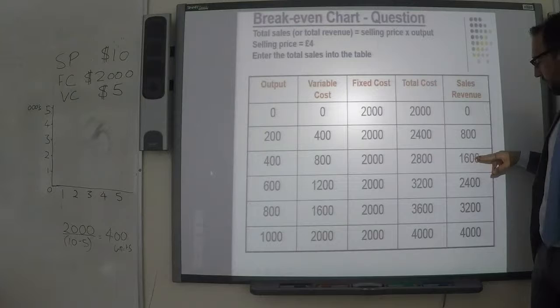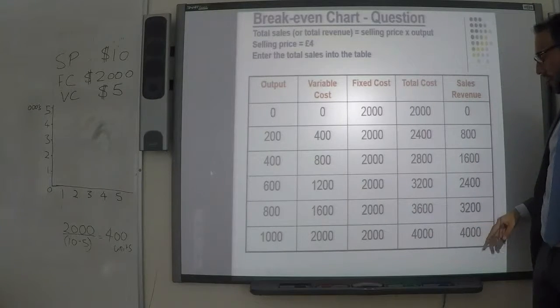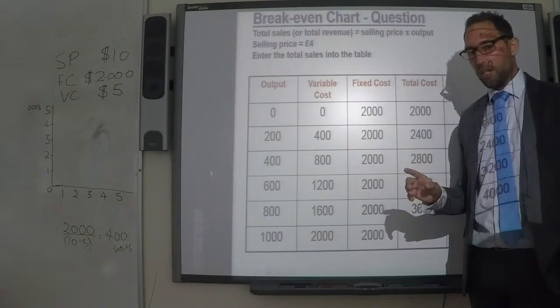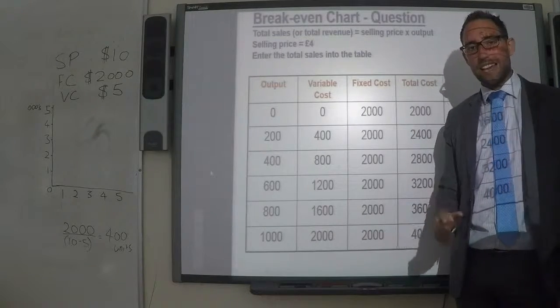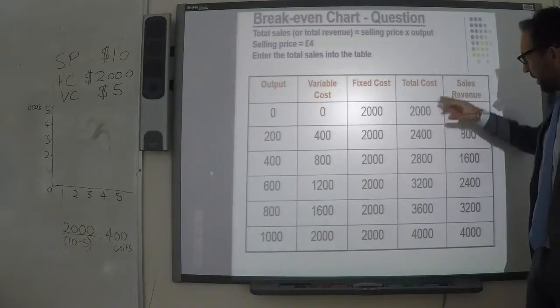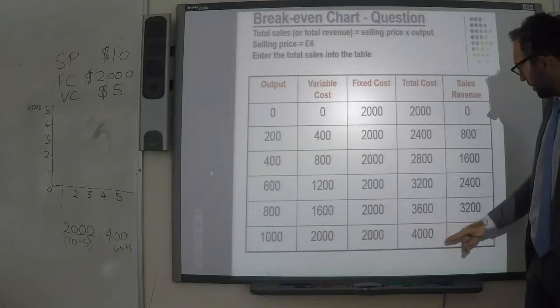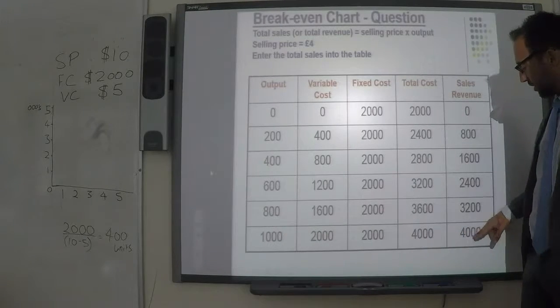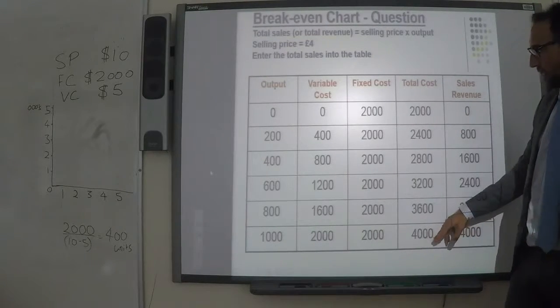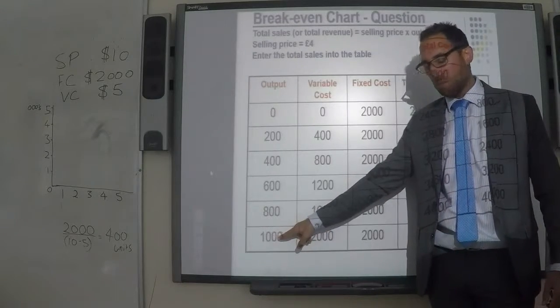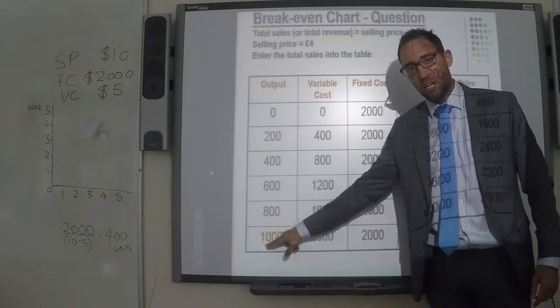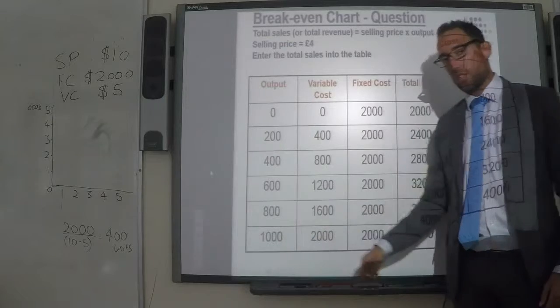400 times 4 is 1,600, and so on. Now remember, the break-even point is the point when total revenue exactly equals total cost. So here, total cost is 4,000. Here, sales revenue is 4,000. They are exactly the same, so the break-even is 1,000 units. We always express it in how many units do you need to sell in order to break even.